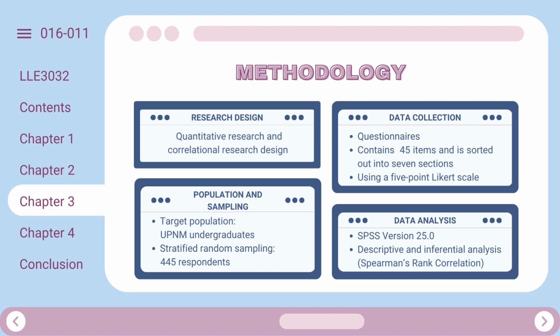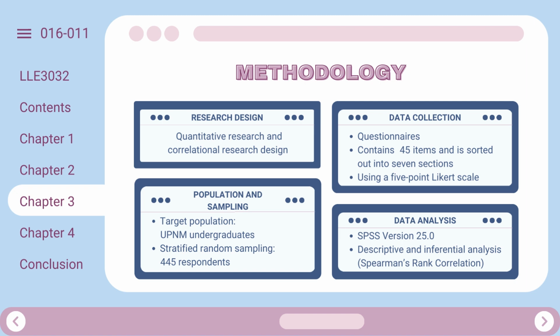Data collection. The research instrument used for data collection was a questionnaire that was adopted and adapted from Schmidt et al. 2009 and Idrus et al. 2011. The questionnaire contains 45 items and was sorted into 7 sections. The questionnaire is formatted using a 5-point Likert scale ranging from strongly disagree to strongly agree.